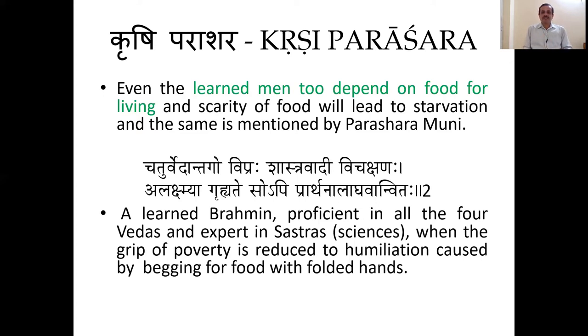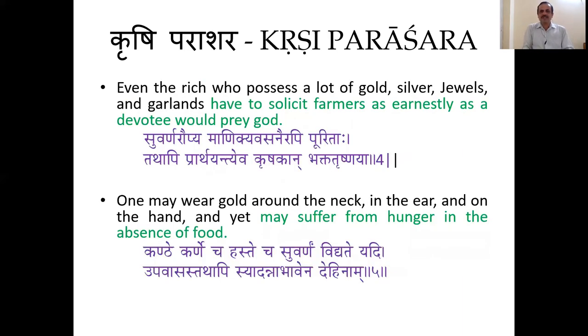So everyone requires food. So Krishika is more important, as Parashara Muni mentions. Even the rich who possess a lot of gold, silver, jewels, and garlands have to solicit farmers as earnestly as a devotee would pray to God.